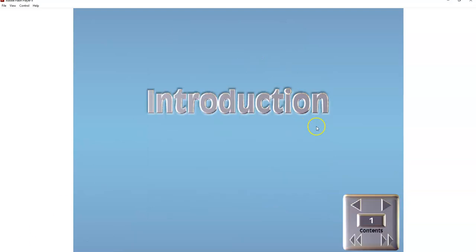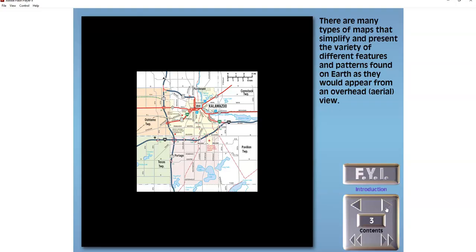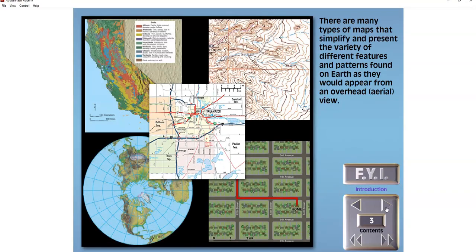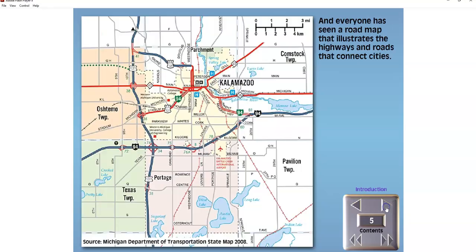Introduction. Maps are important research tools that provide a method for reducing large amounts of information to a manageable size. There are many types of maps that simplify and present the variety of different features and patterns found on Earth as they would appear from an overhead view. Maps can be as simple as showing the way from your home to your post office. And everyone has seen a road map that illustrates the highways and roads that connect cities.